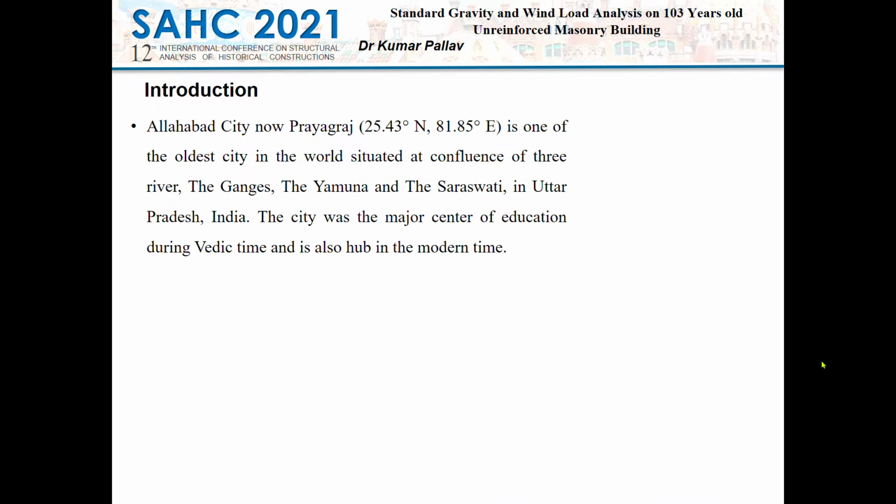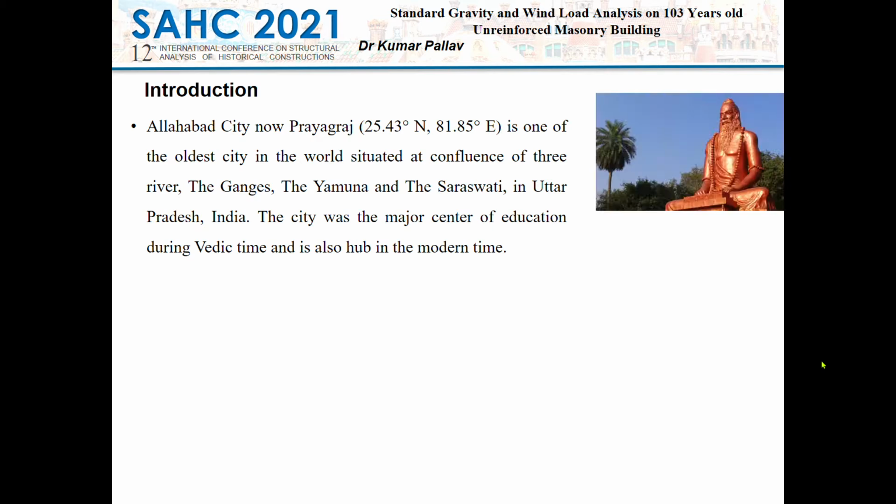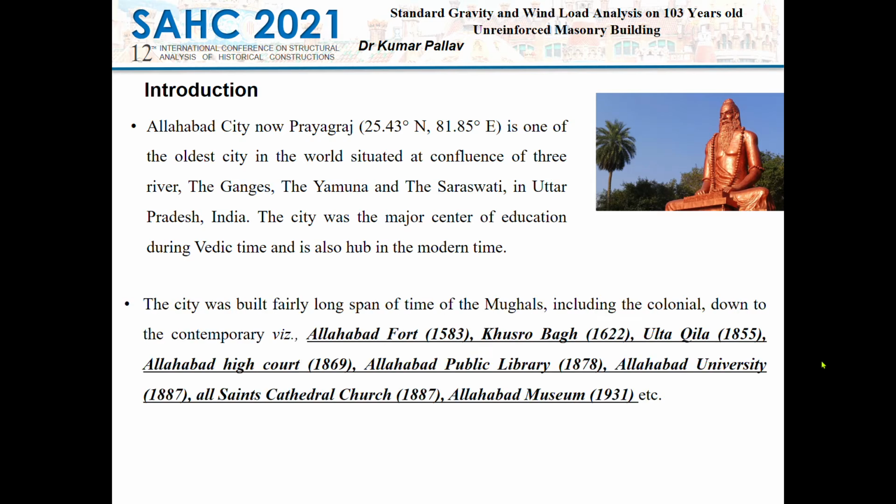Allahabad city is one of the oldest holy cities of India, also known as Prayagraj, and is associated with mythological personalities in Vedic and Buddhist literature. Sage Bharadwaj, whom you can see on the right-hand side of this slide in figure 1, lived in circa 5000 BC and taught more than 10,000 disciples. He was a great philosopher of the ancient world.